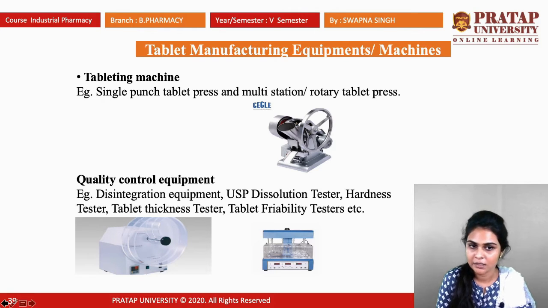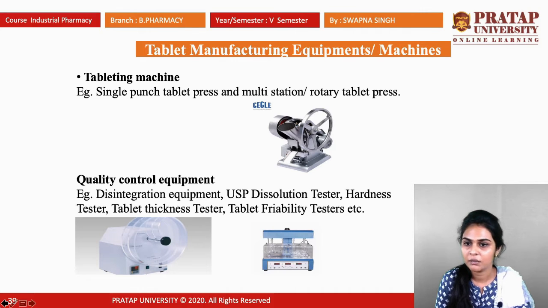Next is the hardness tester, to check the hardness of the tablet, then the tablet thickness tester and the tablet friability tester. This is the first diagram, the friability tester, and the second diagram is of the disintegration equipment.